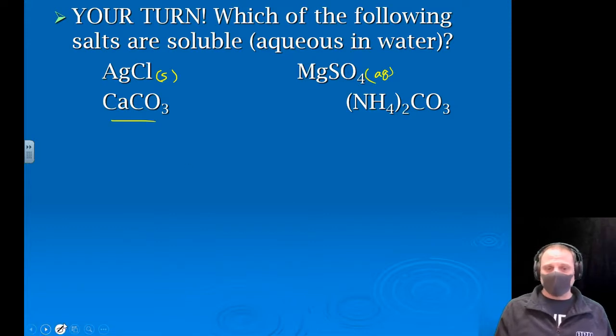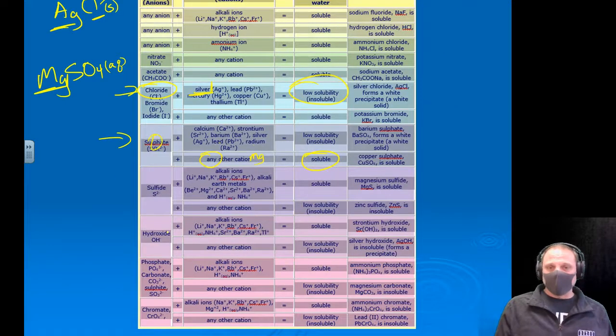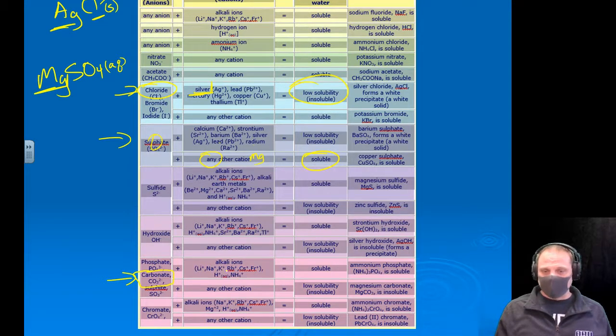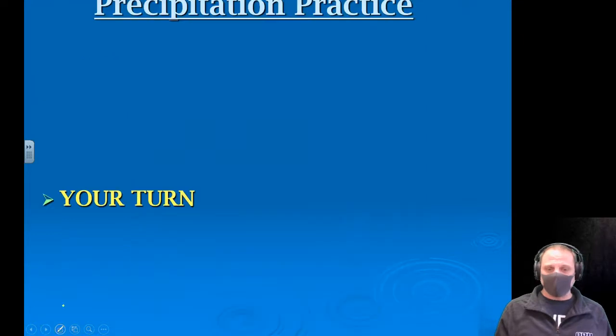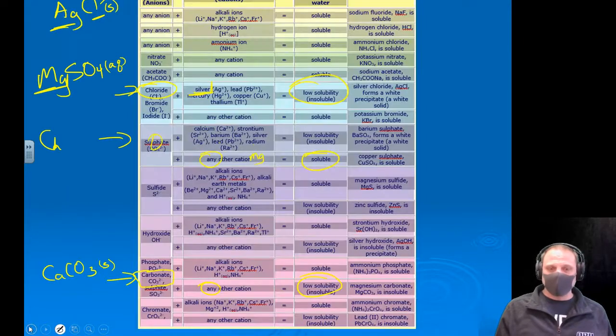Let's look at calcium carbonate. So I've got to go to carbonate. Oh, yep, there's carbonate right down here. You see it? Carbonate. And now I've got to find calcium. Look to see if calcium's in here. No, calcium's not in there. That must mean it's in any other cation. That means it's low solubility, insoluble. So calcium carbonate, I'll just put it down here. Calcium carbonate should have an S after it because it's insoluble.